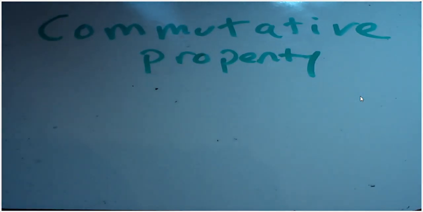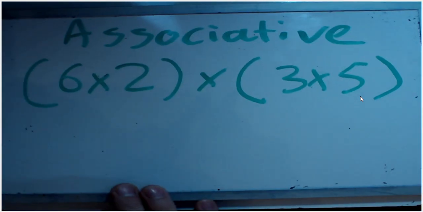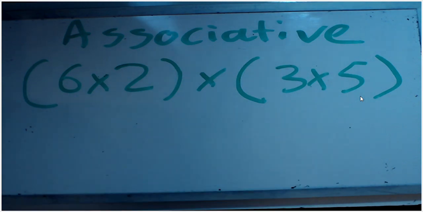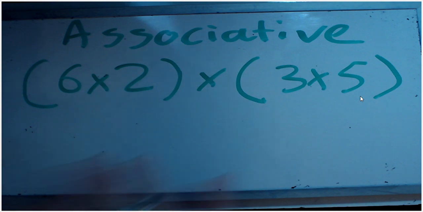The other property that we'll be reviewing is the associative property. The associative property tells me that when I have a multiplication expression, I can mix up my factors in any order and get the same product. I'll say that again. The associative property tells me that I can take my factors and mix them up in any order and still get the same product. Now I'll prove that to you.